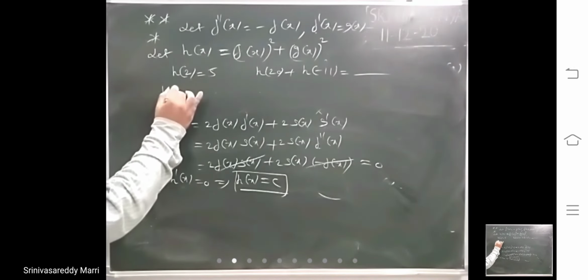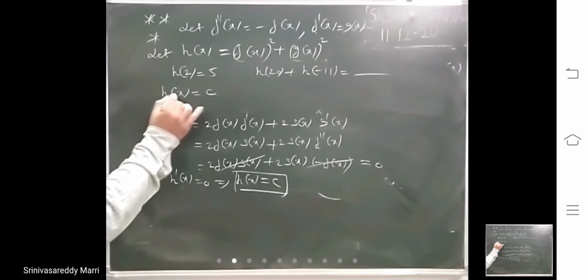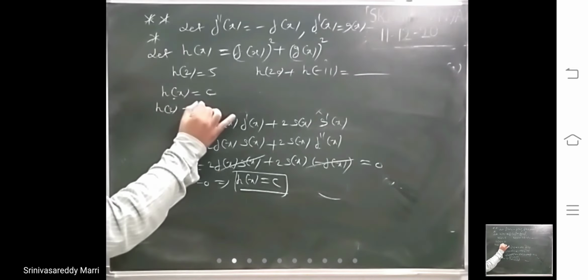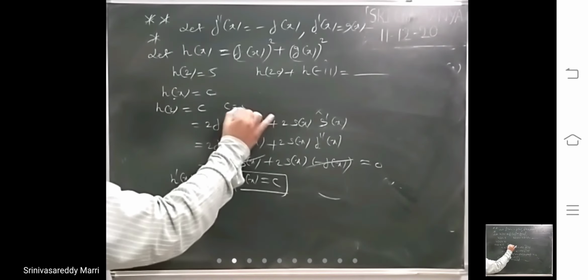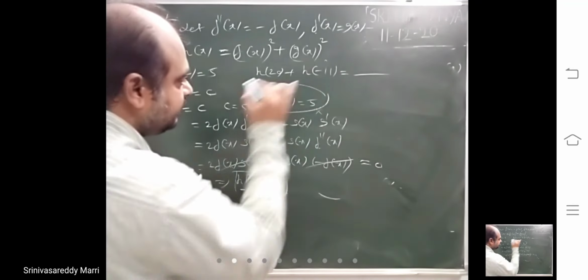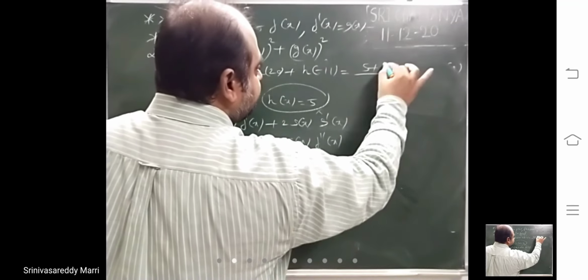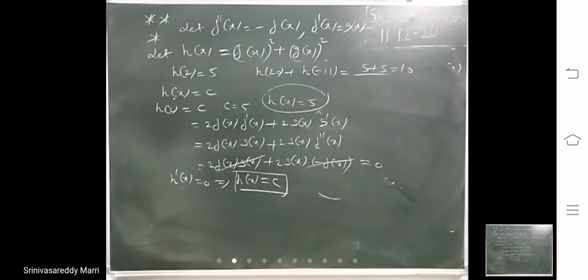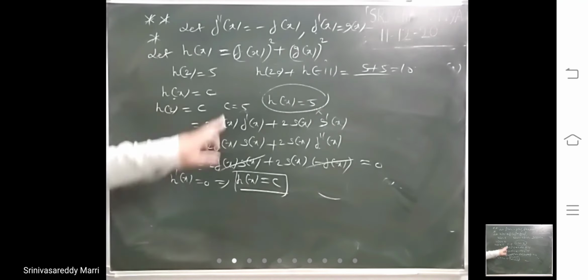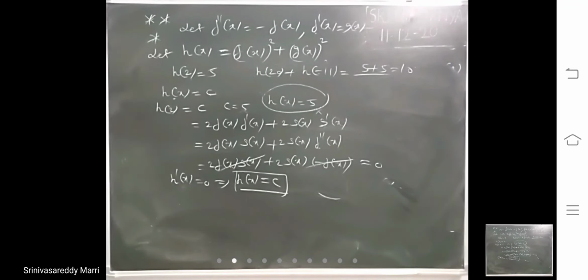H of x is what? Constant always. If you substitute 2, h of 2 is what? C. That means C is nothing but 5. Therefore, h of x is always 5. That means this value will be 5 and this value will be 5. The answer is 10. If one value is given, all the values will be the same constant. So directly you can write 5 plus 5, that is 10.